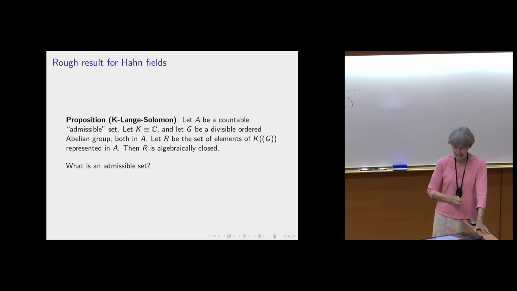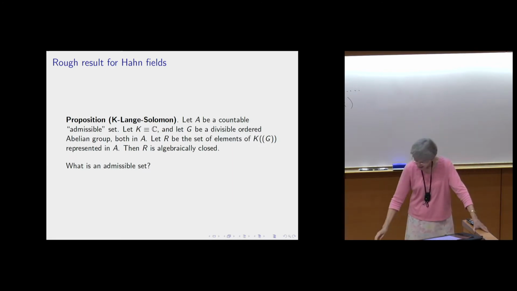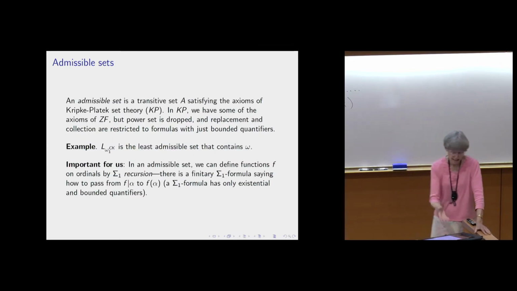Now, it may seem as if there's nothing to do here, but this took... Karen and I started thinking about Hahn fields in 2008, and finally we know enough to know something about lengths. And the difficulty is lengths of roots of polynomials. So let me say just a little bit. I won't give all the axioms or the full description of what's an admissible set, but let me say a little bit about it, and I'll say what we need about it.